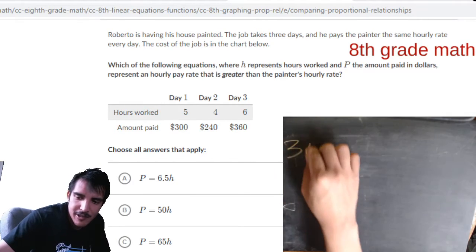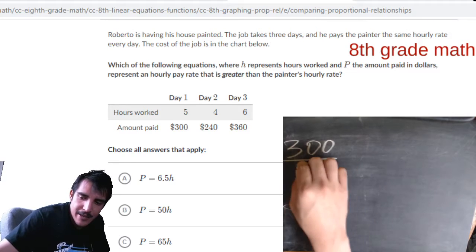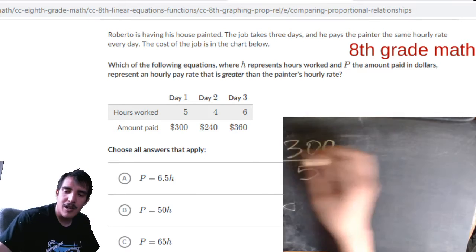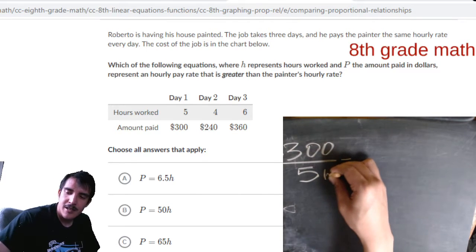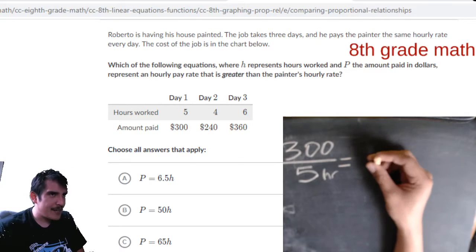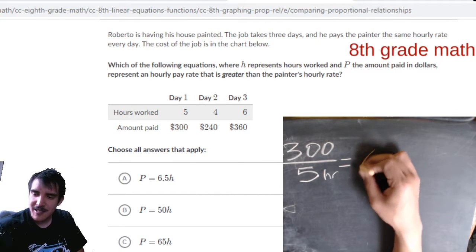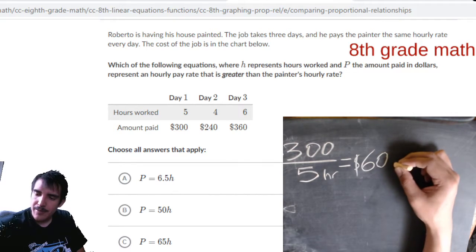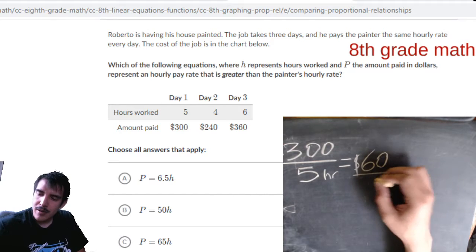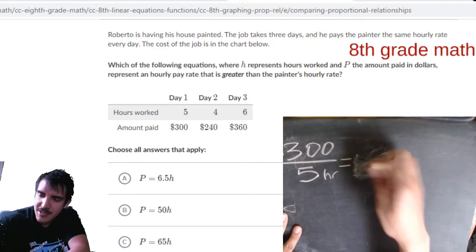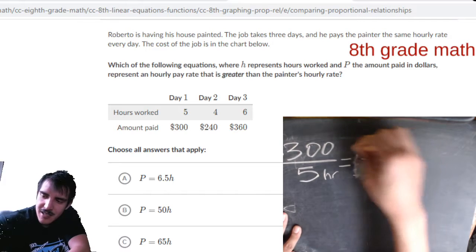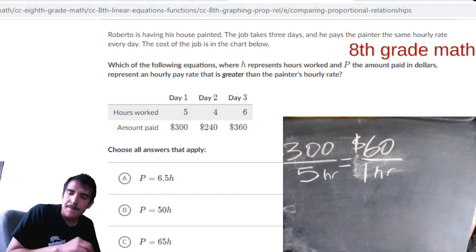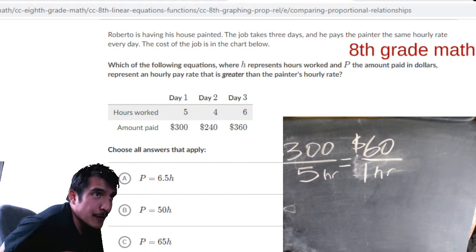So let's take this $300 and split it over the span of 5 hours, to see how much money is made in 1 hour. $300 every 5 hours. If you do 300 divided by 5, I believe that's 60. So you would get $60 per 1 hour, or otherwise known as $60 per hour. That's a pretty good rate for a painter.